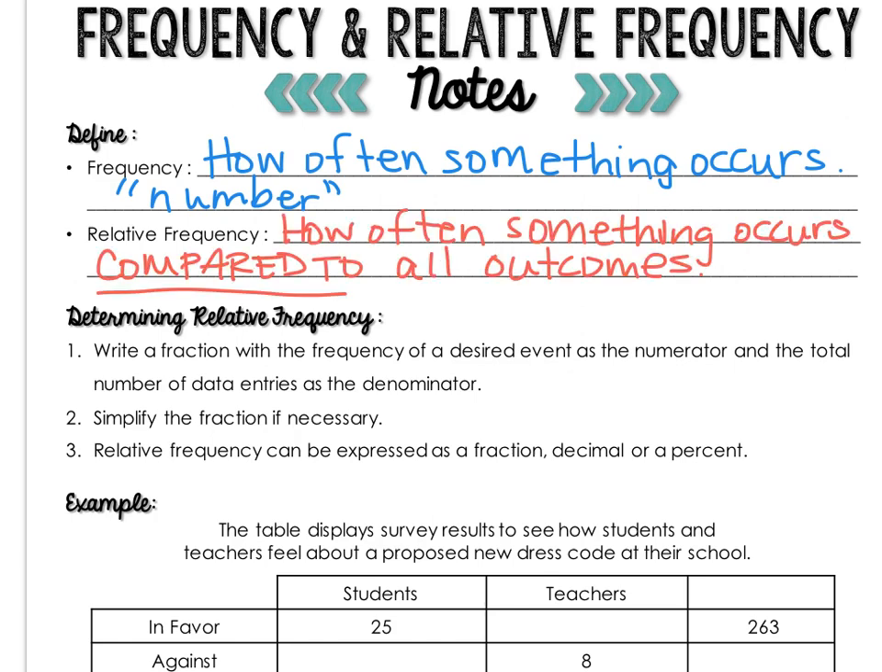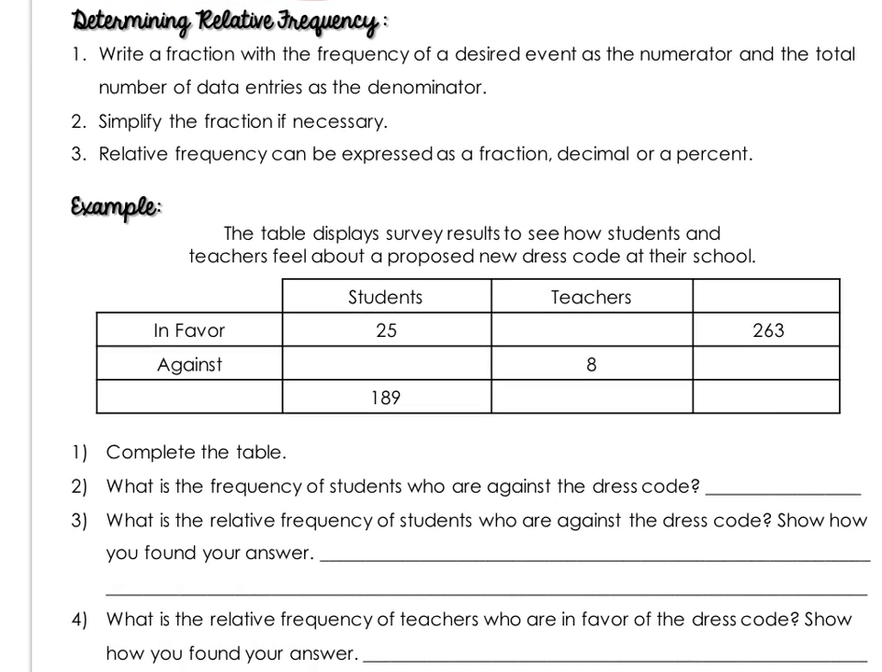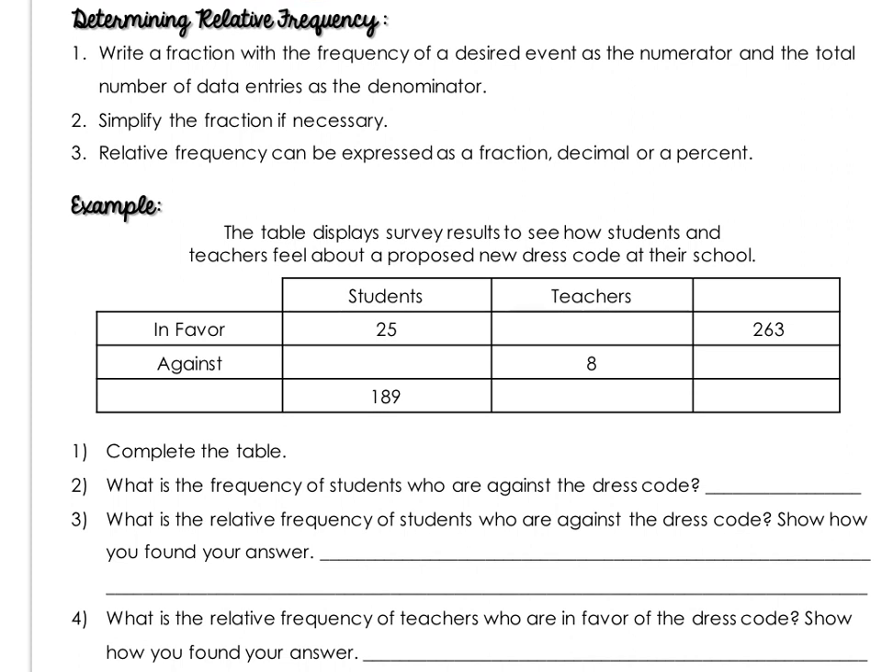So relative frequency is how often something occurs compared to all possible outcomes. If you're comparing an event to all possible outcomes, you can write that as a ratio, and that's what we're going to practice. To determine relative frequency, you're going to first write a fraction with the frequency of the desired event as your numerator and the total number of data entries as the denominator. In other words, you're going to have the event divided by the total.